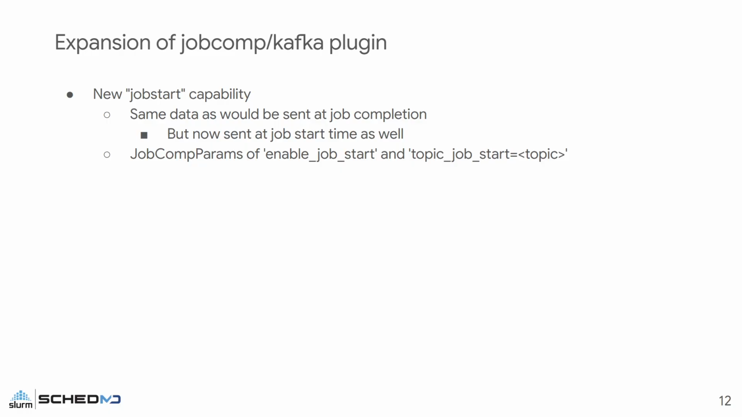Some other smaller amendments here is for JobComp Kafka, there's this idea of logging start messages as well as completion. This is roughly the same data that we would send as part of JobComp, but now sent as job start as well. There's additional parameters, obviously, to enable this, specifically this enabled job start. And then for Kafka, you have the topic that you're going to send it over to. JobComp as the plugin is now not just completion, it is now completion and also start, specifically for Kafka.